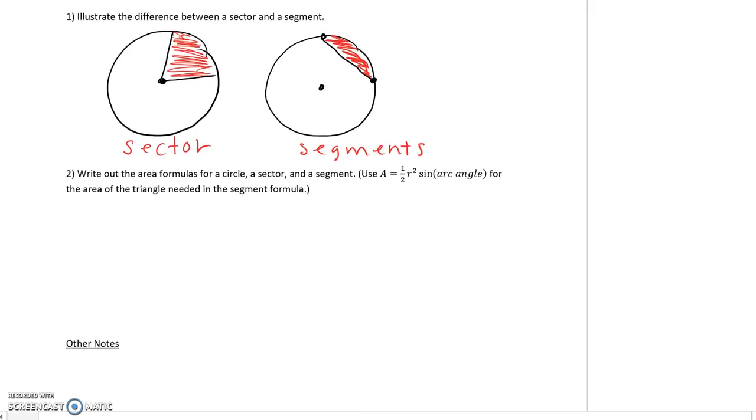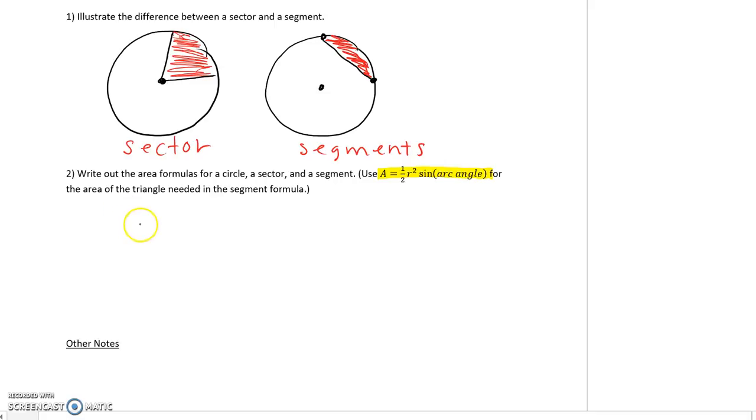So how do you find the area? Number 2, find the area for a circle, a sector, and a segment. And I have a special formula here that we're going to use for the segment. So just so you know, it's not in the book, it's one that I'm going to tell you to use. It's a lot easier than the way they do it in the book.